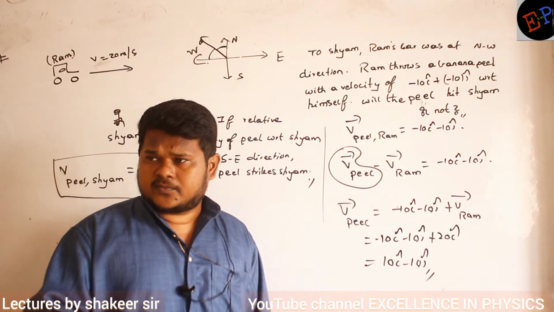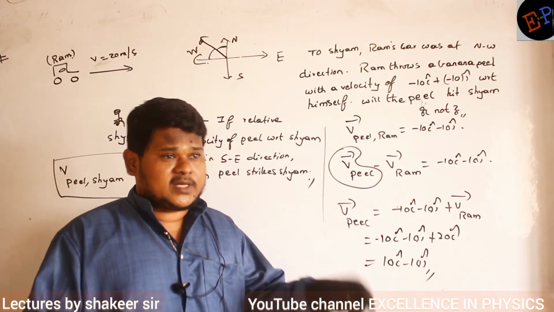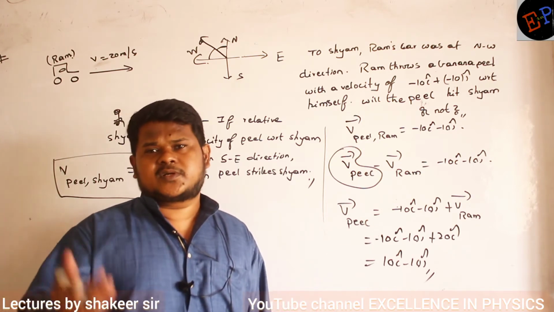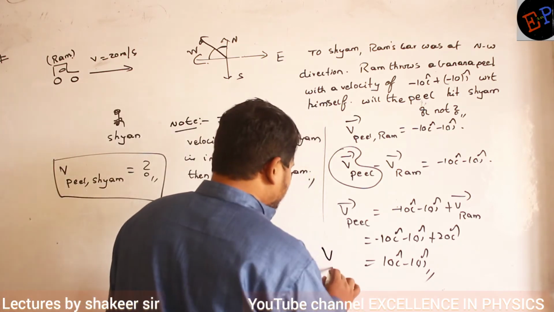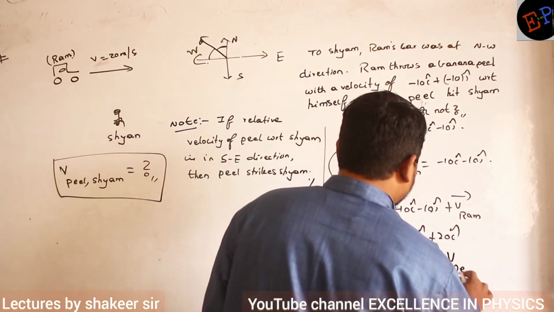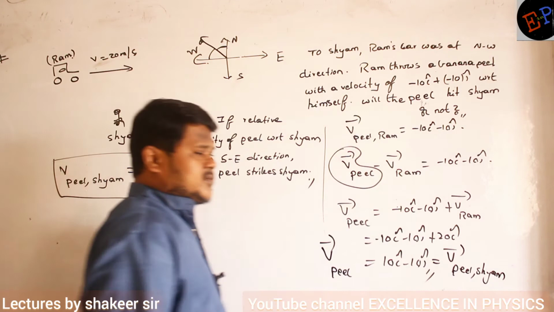Ground, will it move? No. Shyam, will he move? No. So velocity of peel is nothing but velocity of peel with respect to Shyam, because Shyam is in rest position. He is not moving. Are you able to understand? So therefore, this is not only velocity of peel, but also velocity of peel with respect to Shyam, because Shyam is in rest position.